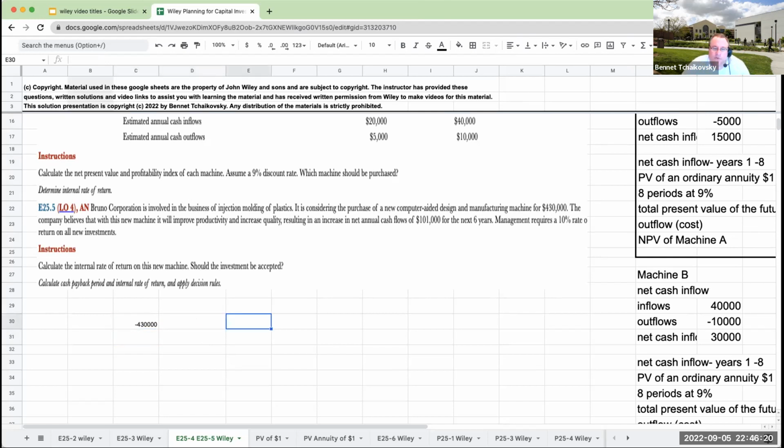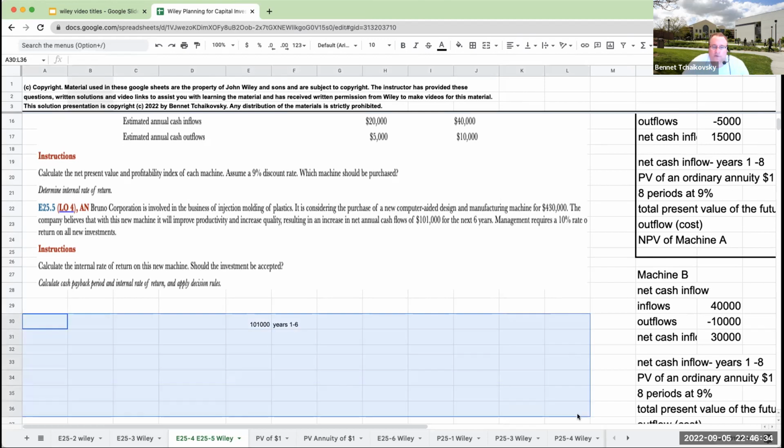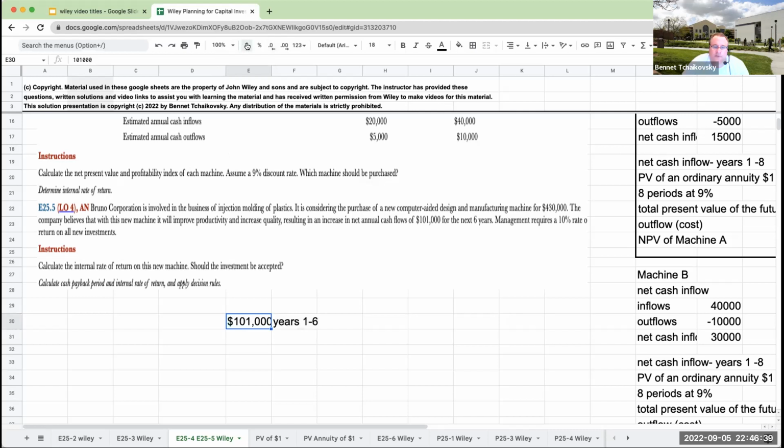Okay, so it's going to basically increase net annual cash inflows by 101,000 for the next 6 years. So this is basically years 1 through 6. What we can do, similar to what we just did up above, is say, if this is going to be the cash inflows for years 1 through 6, I can now go to the present value of an ordinary annuity of $1. I can use this table because the amount is the same every single year.